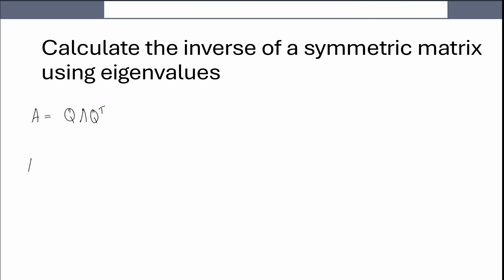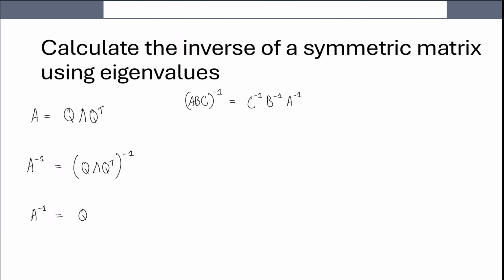If we now take the inverse of A, so A inverse is equal to Q Λ Q transpose all to the power of minus 1. And if we use the rule that if we have 3 matrices multiplied together and they're all to the power of minus 1, then we can write that as C to the power of minus 1, B to the power of minus 1, and A to the power of minus 1. So this becomes Q transpose to the power of minus 1, Λ to the power of minus 1, and then Q inverse.